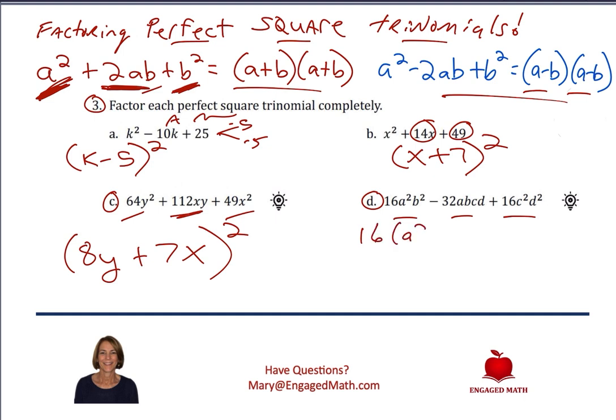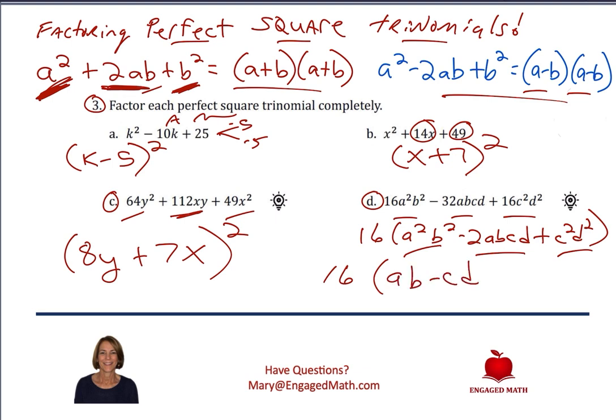So then we have 16 times a squared b squared minus 2abcd plus c squared d squared. It's a perfect square trinomial because we know the square root of the first term, we know the square root of the last term. Those two multiply together and doubled gives us the middle term. So our final answer is simply 16 times ab minus cd, the quantity squared.